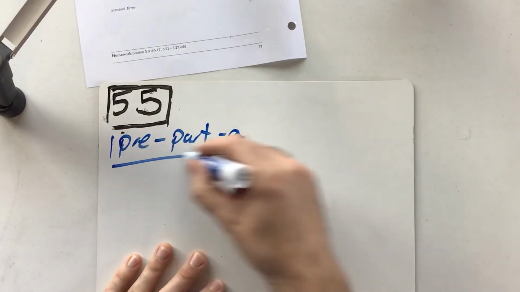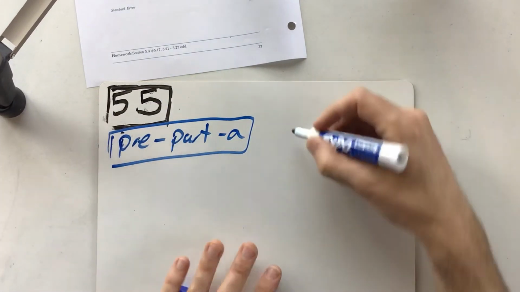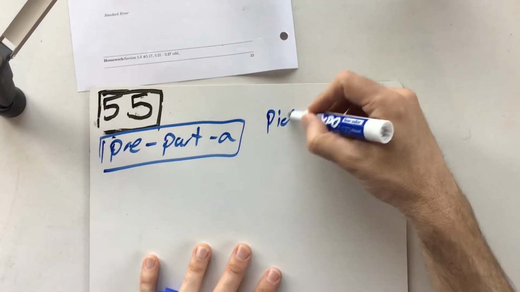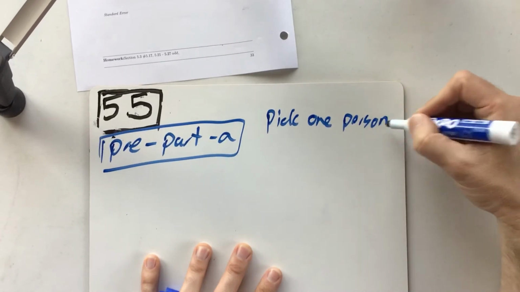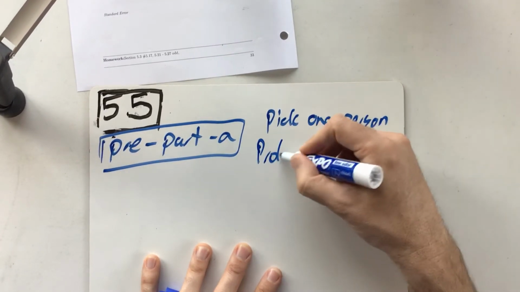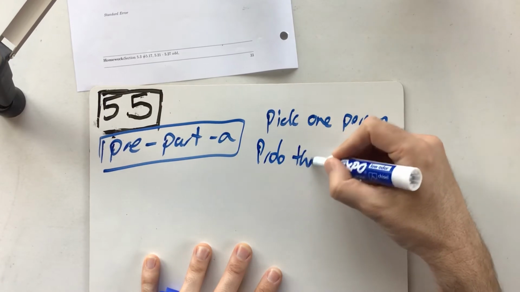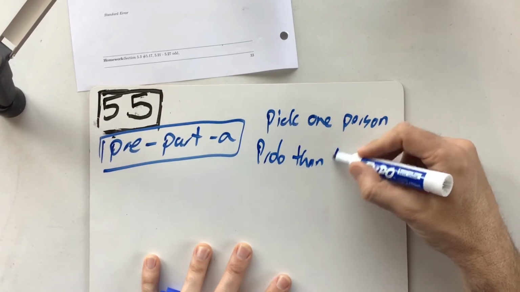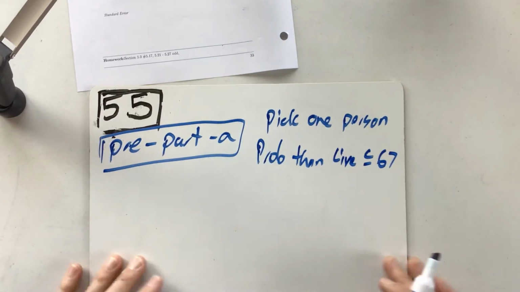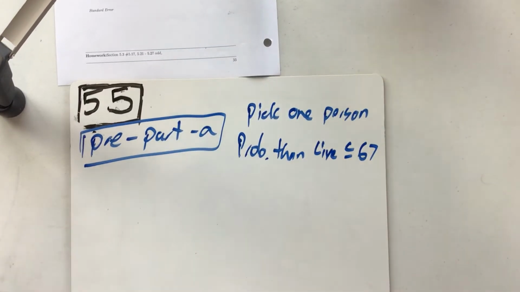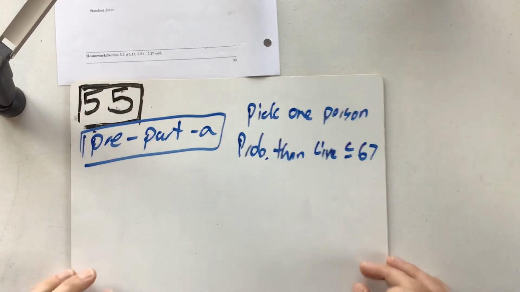The pre-part A problem is going to be you pick one person. What is the probability that they live less than or equal to 67 years? So we're just going to pick one person, and we're going to say, what's the probability that that person lives less than or equal to 67 years?